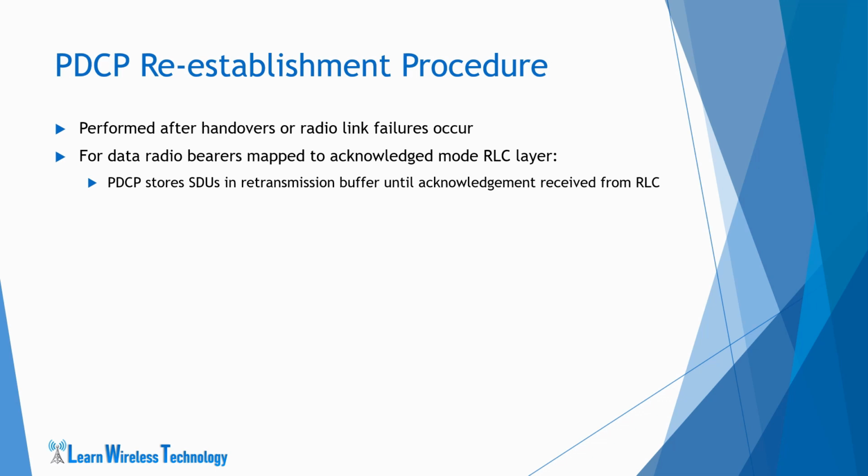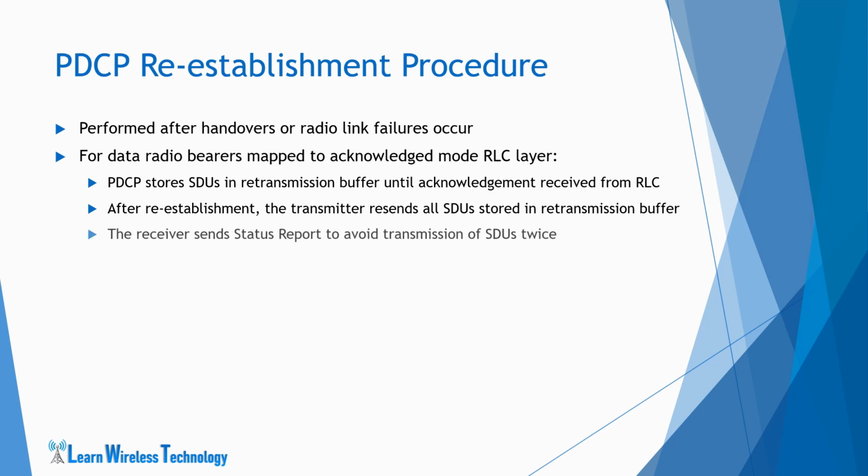So when PDCP re-establishment happens due to handover or radio link failure, there's a brief interruption in data transfer over the air, which may lead to loss of packets. In such case, once the re-establishment is successful, the transmitter side shall resend all the PDCP SDUs stored in transmission buffer which are not yet acknowledged by RLC.